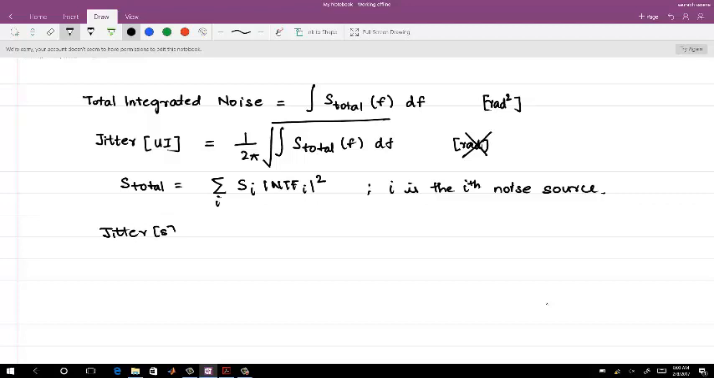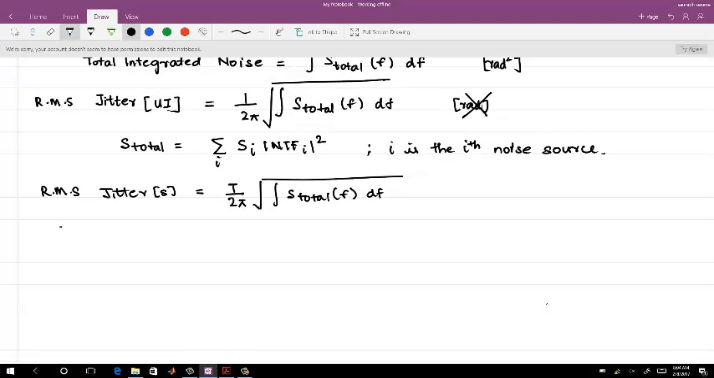The final one which I wrote was right, which was the jitter in terms of seconds for a given carrier frequency, or for a given output clock, is T by 2 pi under root of S total df. And this is actually an RMS value of jitter, the root mean square value of jitter. The only thing is this one is in terms of UI and the other one is in terms of seconds as per the given clock frequency. So that goes with the correction.